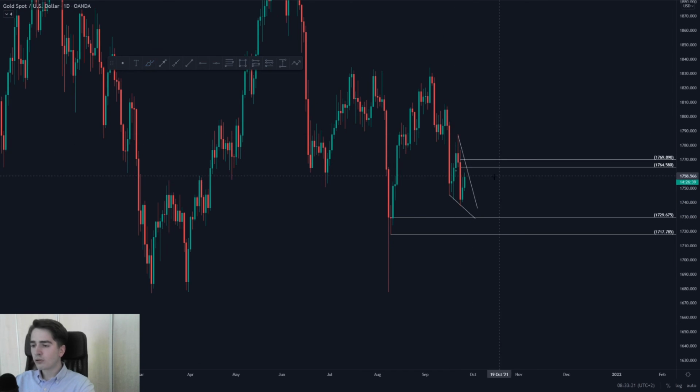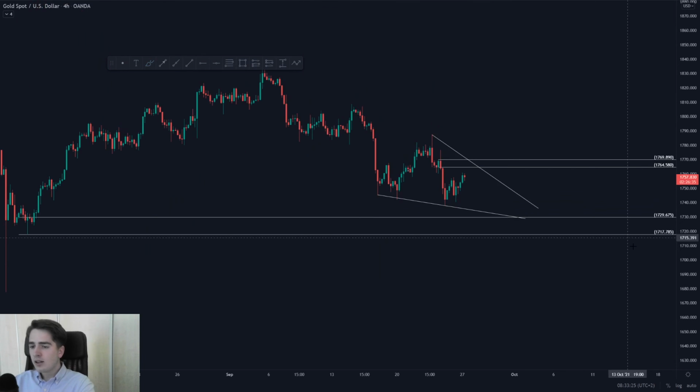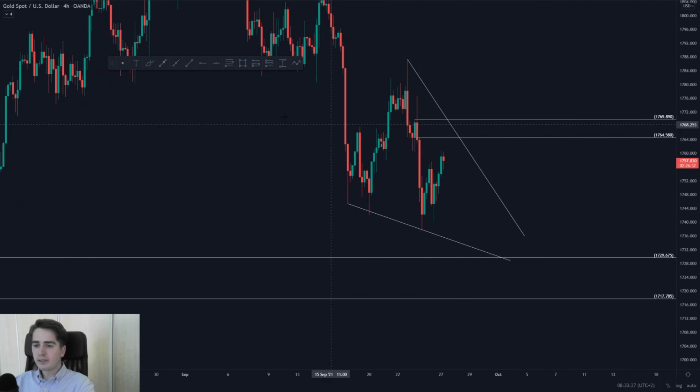For now, just a possible short-term short from 17.64.580. Not the highest probability trade, will not be taking it myself, but it does have potential to drop further in towards the lows. So yeah guys, that was all for today.